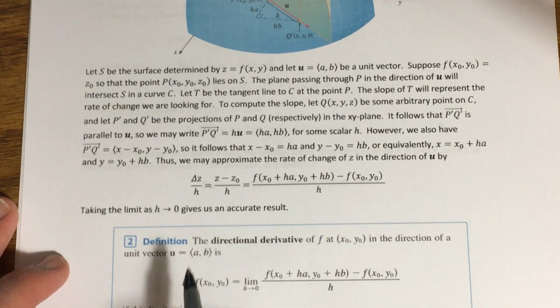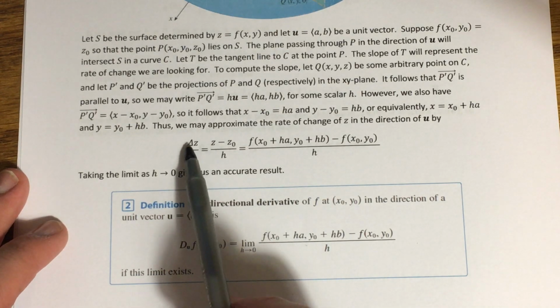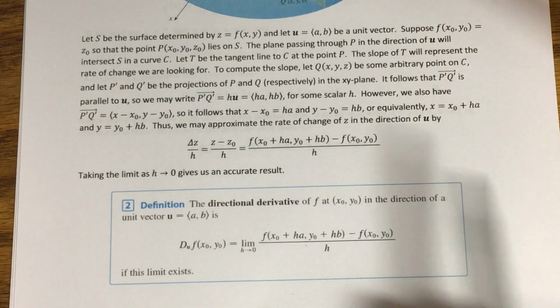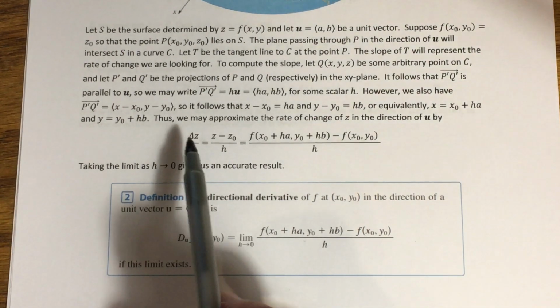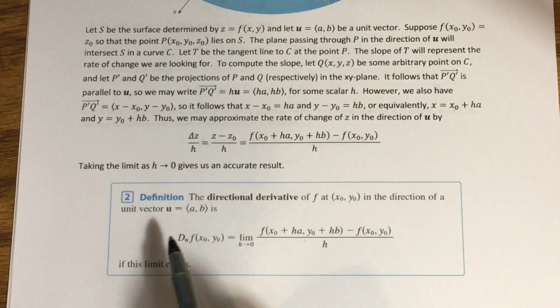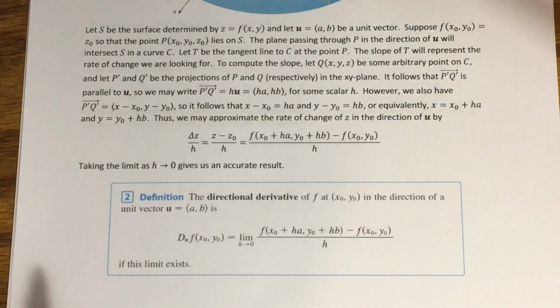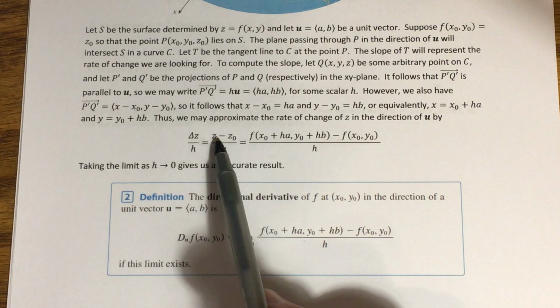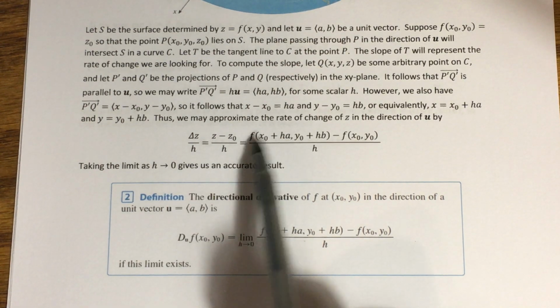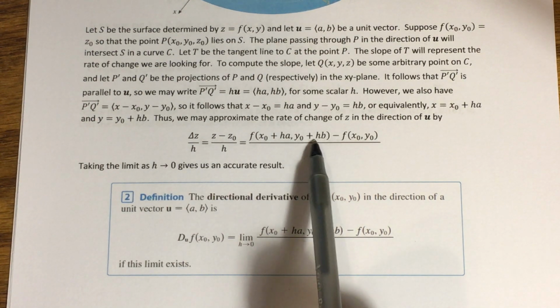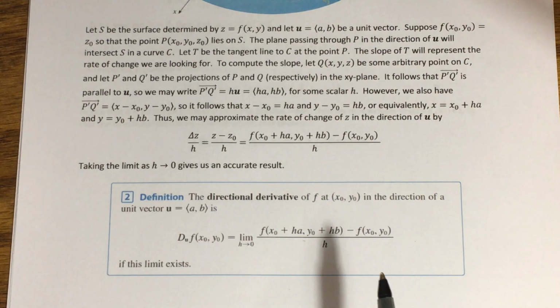And in my numerator, I want to put the change in z to approximate that rate of change in z. Delta z is equal to z minus z naught. That's the change in z from the point P to point Q. But z, like we just said, is equal to f of x naught plus ha, y naught plus hb, based on this whole derivation that we did up here.